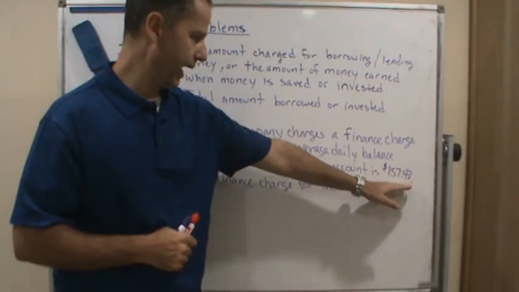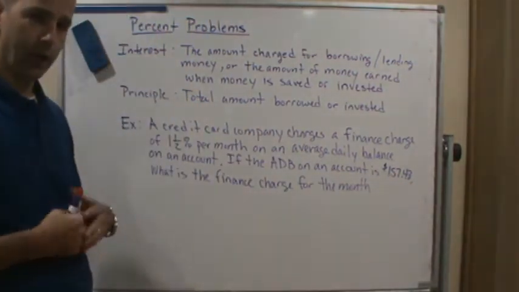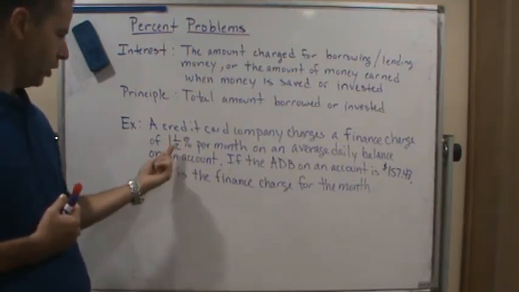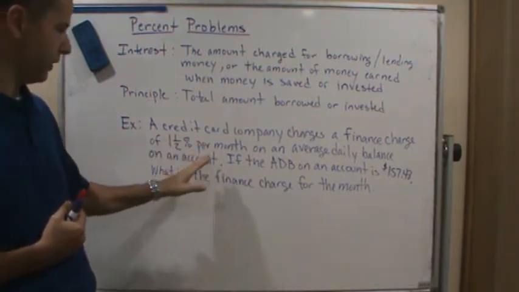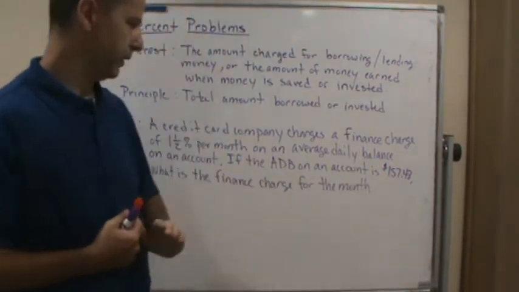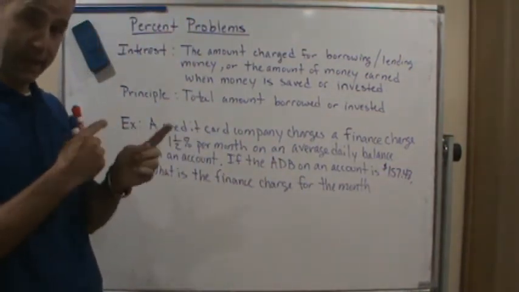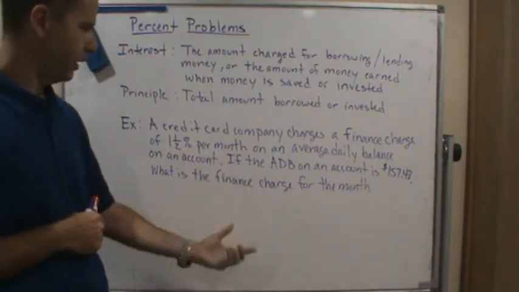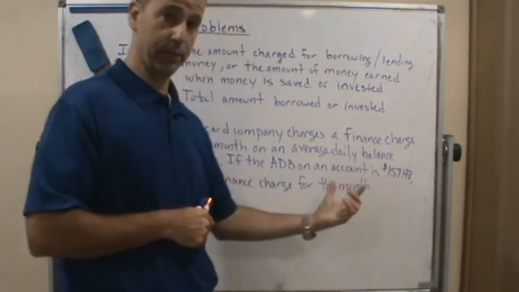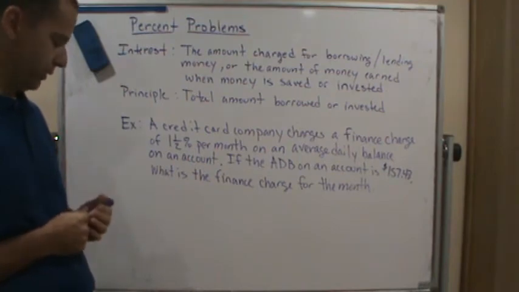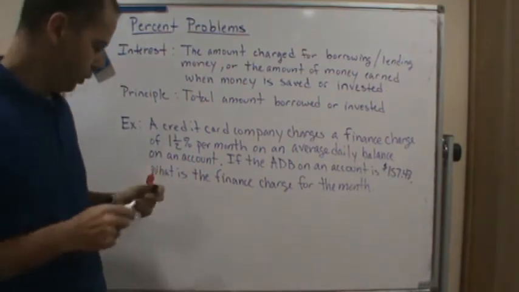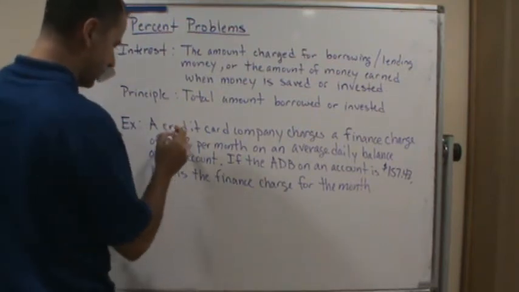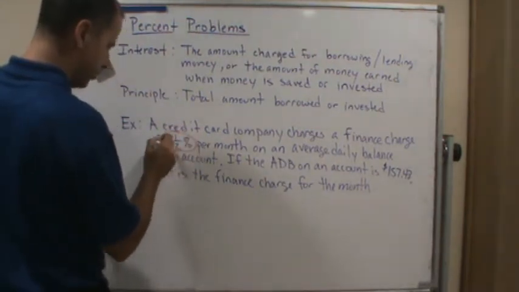So this would be the average daily balance for a particular month, and we know that the company charges 1.5% per month. So this is monthly, this is monthly. The months have to add up. If the rate is per month, then this should be per month, and vice versa. Those always have to match. So the 1.5% finance charge is going to be our interest rate.